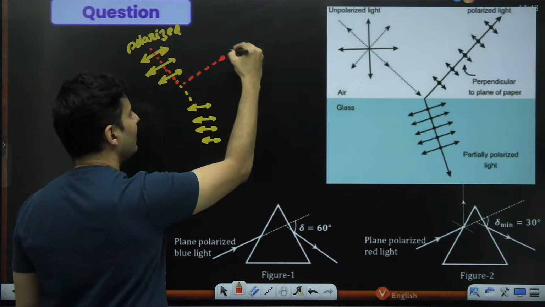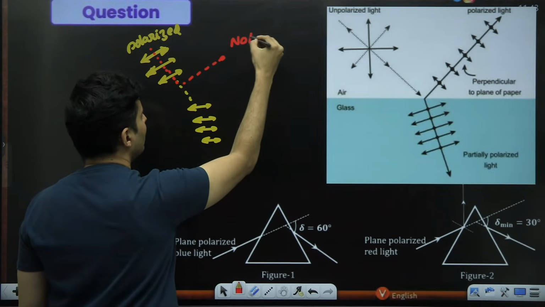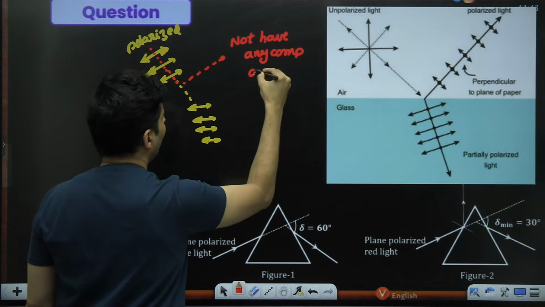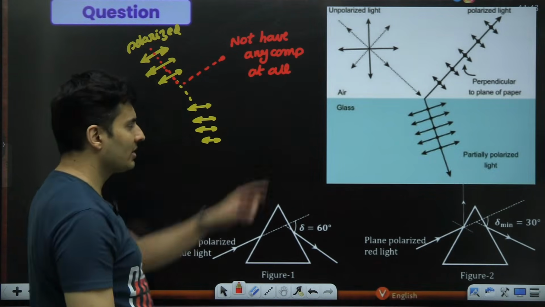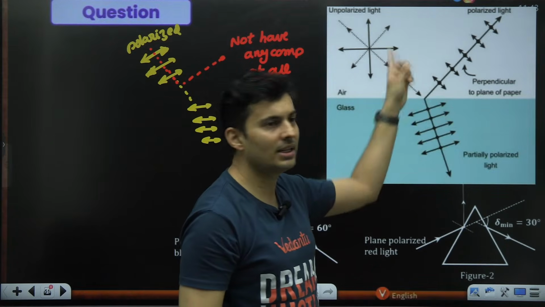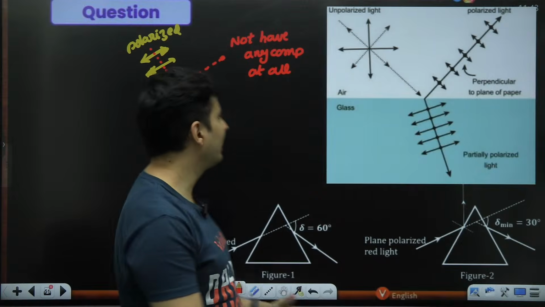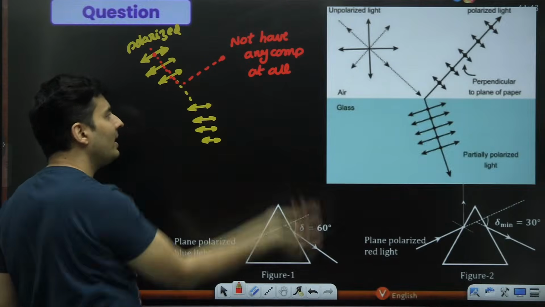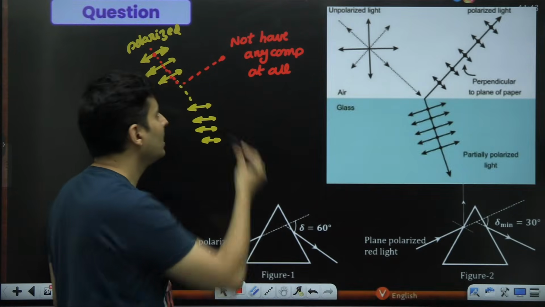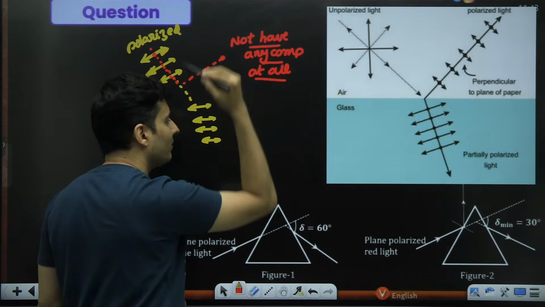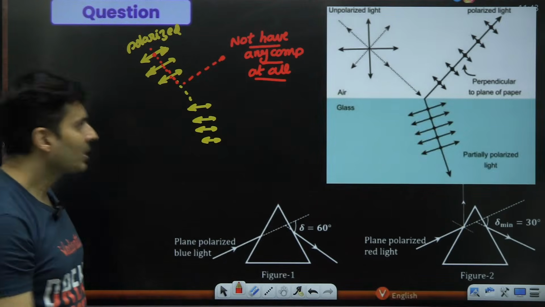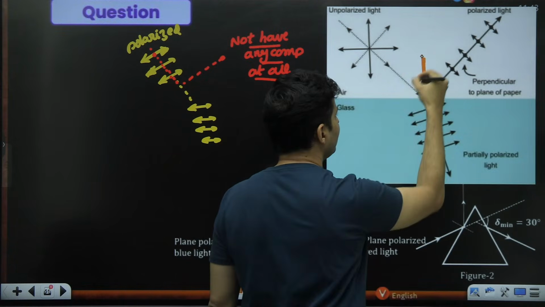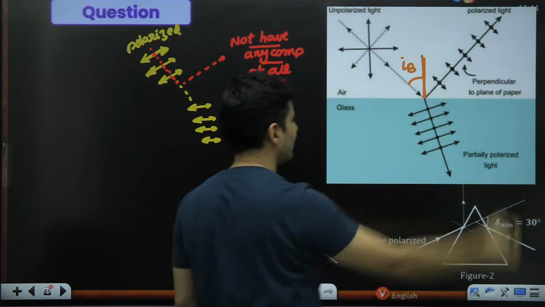So the reflected light will not have any component at all, because the only component it can have is this kind of oscillations which are perpendicular to the plane. So if that perpendicular oscillations are absent initially, what will get reflected? Nothing will get reflected, so there will not be any component of reflection at all. That means this angle of incidence which was there was your Brewster's angle.